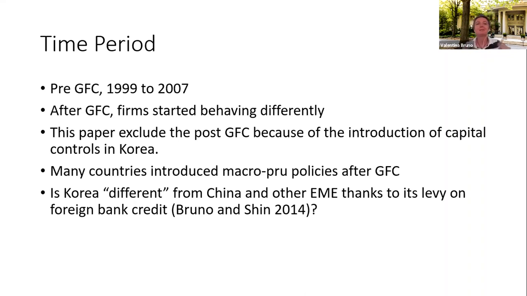And if I were to write a paper like this, I would have included the post-financial crisis period, where Korea introduced several macro policies, including the levy on foreign bank credit. And given that he is showing that China is having a carry trade strategy, we also show that on average emerging markets after the great financial crisis tend to issue more for financial reasons than for real reasons or for investments. One question that to me would be incredibly interesting to answer is whether Korea is actually different thanks to macroprudential policies, or whether it continues the pre-global financial crisis trends of issuing for operational hedging types of motives.